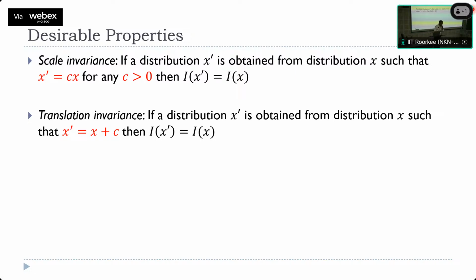Okay, there's an experiment. Suppose this experiment is about you and your friend. You have income of 10,000 rupees per month, and your friend, rich friend, has an income of 1 lakh rupees per month. Your income goes up by 1,000 rupees. Your friend's income goes up by 10,000 rupees.